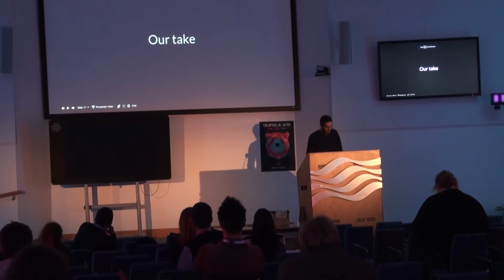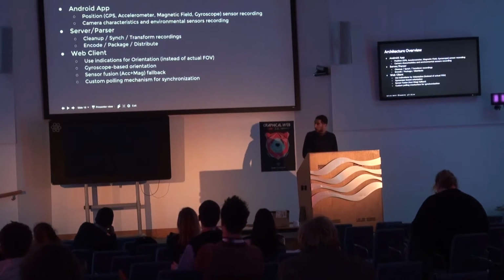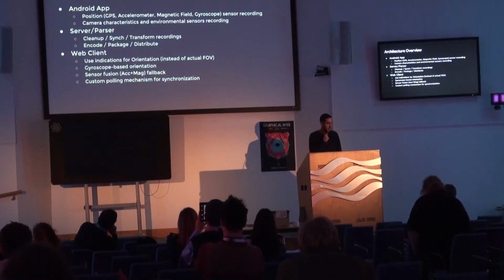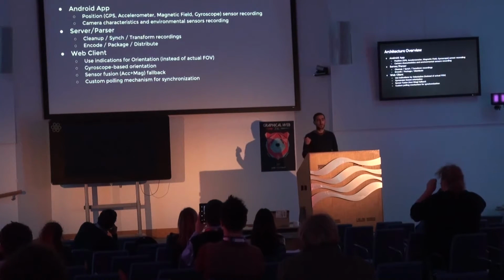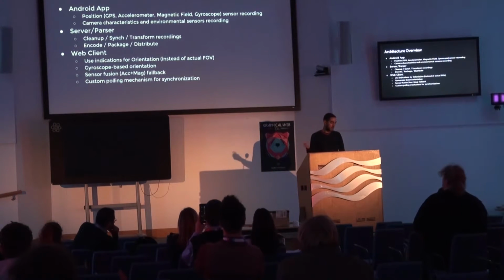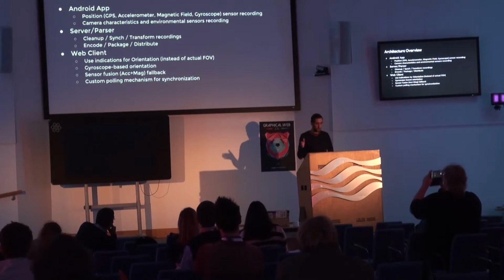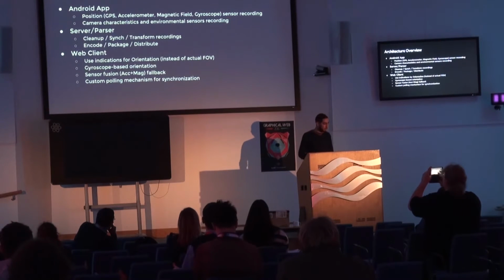So where we are standing now is we have this Android app that is used for recording. It records GPS, accelerometer, magnetic field, and gyroscope. We are mostly using the accelerometer and magnetic field for the orientation because it's available on most devices, unlike the gyroscope. So if a gyroscope is present, we use it, otherwise we fall back to accelerometer and magnetic field. It's a bit shaky overall, but an average of 2 or 3 samples would be more than accurate enough.